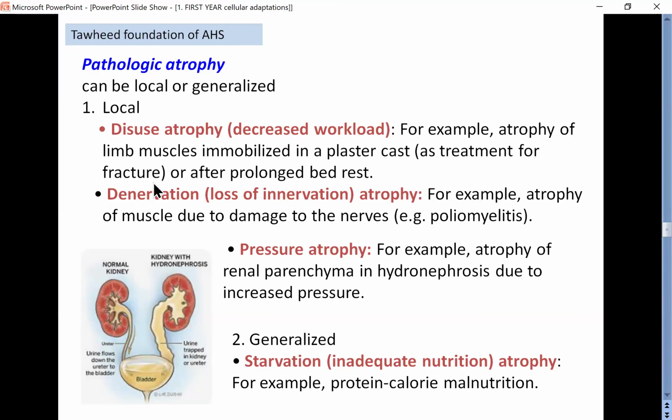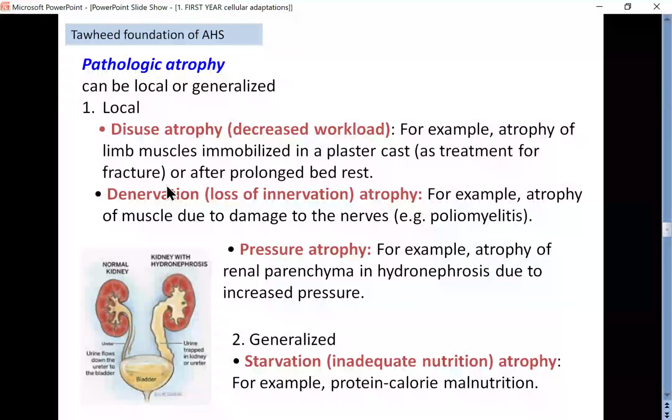So the limb muscle will not move. What happens to the muscles? The muscle will not have any work. The contraction and relaxation of the muscle will not happen. So there will be a decreased workload and the limb muscle cells will undergo atrophy. They will be reduced in size and number. The same thing we can see in a prolonged bed rest patient. That kind of atrophy is called disuse atrophy due to decreased workload.